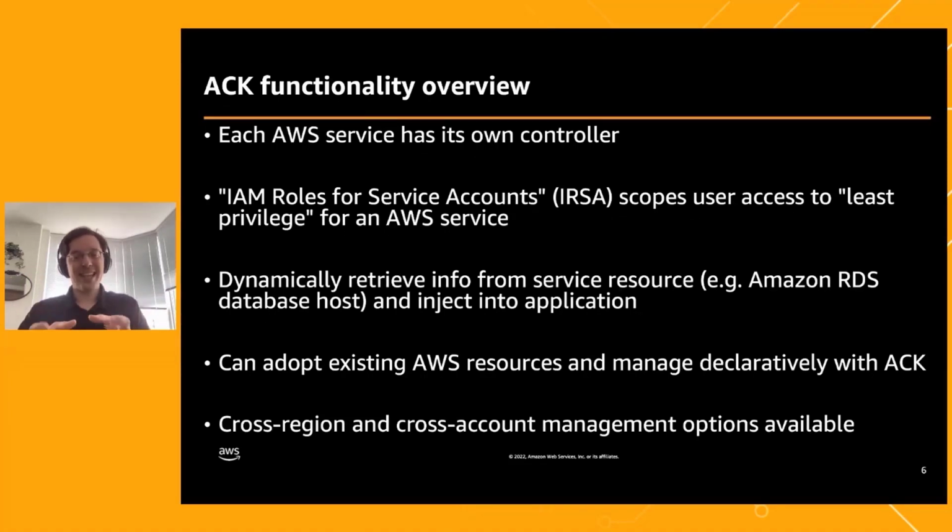You can also adopt existing AWS resources and manage them declaratively from ACK. This is through something called an adopted resource, where you can define the identifier for that resource with an ACK. ACK will go out and find that resource and copy it into an ACK custom resource, and then you can continue managing it from there. There's also options available to manage and deploy things in a cross-region and cross-account way.